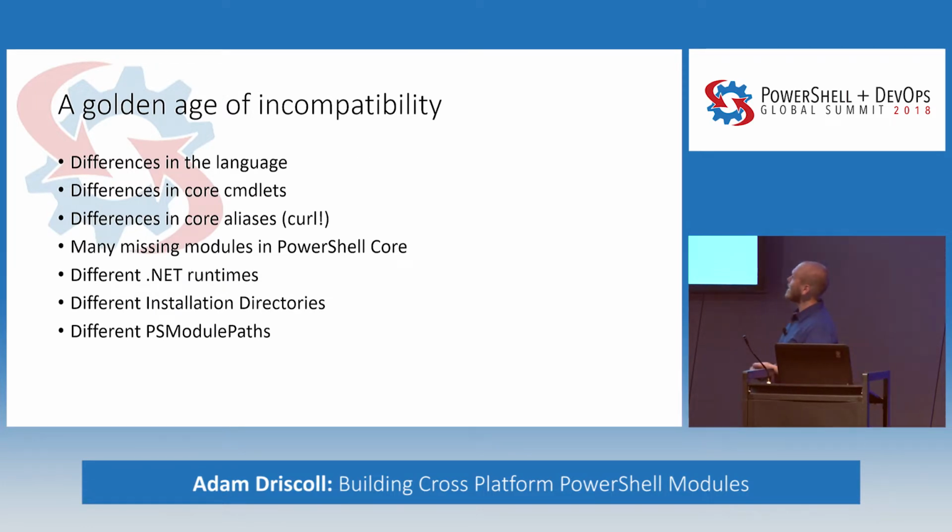So that brings a golden age of incompatibility. There are differences in the language, differences in some of the core commandlets. You're seeing some of the new core commandlets have additional parameters that Windows PowerShell doesn't have, that kind of thing. Differences in aliases. Curl is a widely used Linux tool, and that used to be an alias in Windows PowerShell. Many missing modules. Jeffrey went through some of the things that Microsoft is doing to alleviate some of that pain. And I'll show you some of the tools that we can use to do that too.